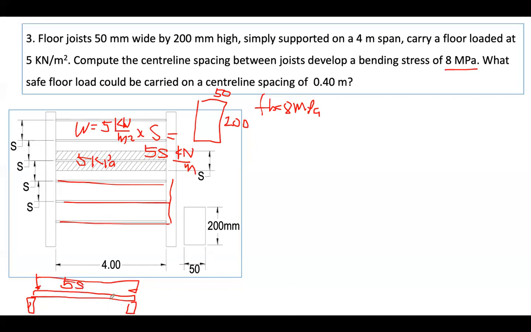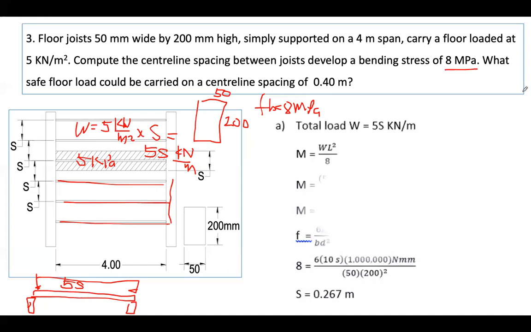If we get the moment, the maximum moment gives us the maximum FB, then we can compute S. Maximum moment for a simply supported beam is WL squared over 8. W is 5S. L is 4 meter squared, and then 8. 4 times 4 is 16, divided by 8 is 2, times 5 is 10. So 10S, that becomes kilonewton meter.